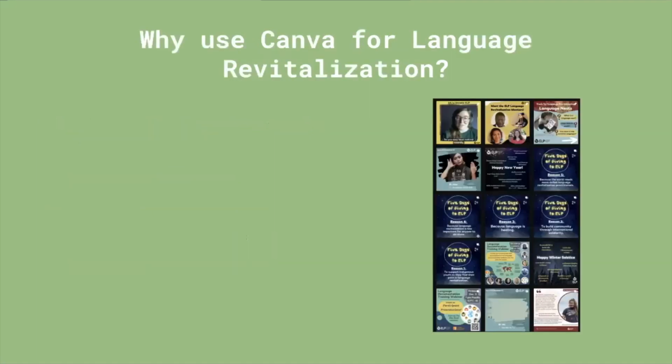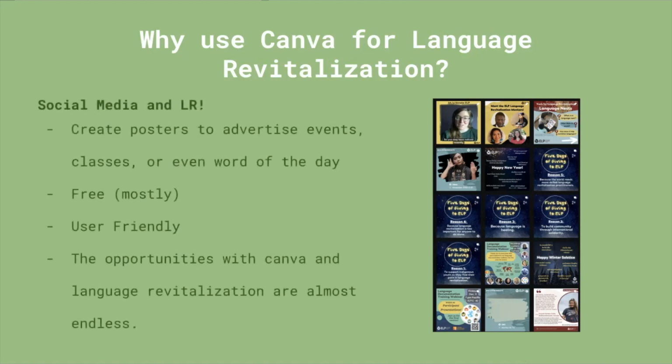So why use Canva for language revitalization? If you look to the right, this is the Endangered Language Project Instagram. As you can see, there's already a theme you can notice if you scroll down more on their social media page. You can see that there's a common theme amongst all of the social media posts, and all of those are actually made in Canva, and many other organizations also use Canva. It's just very easy to use in general. And like I said, for social media and language revitalization, Canva really saves you a lot of time.